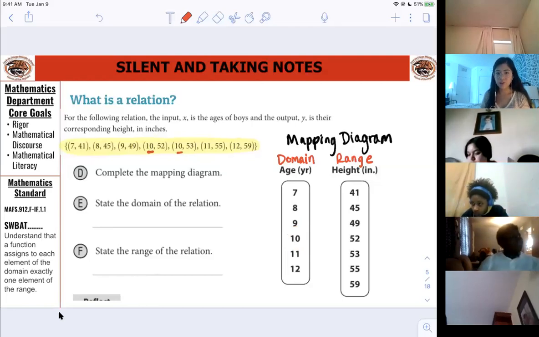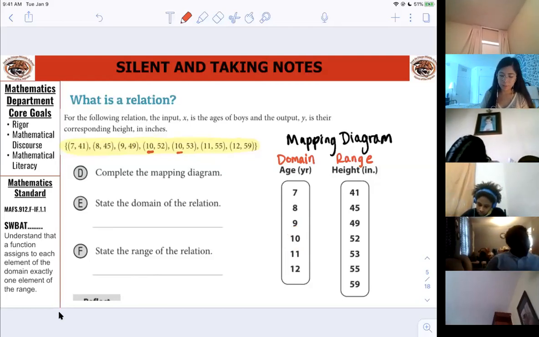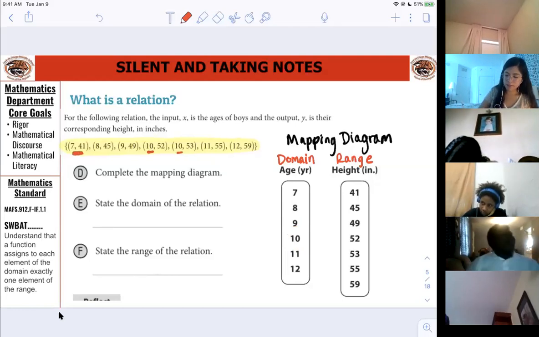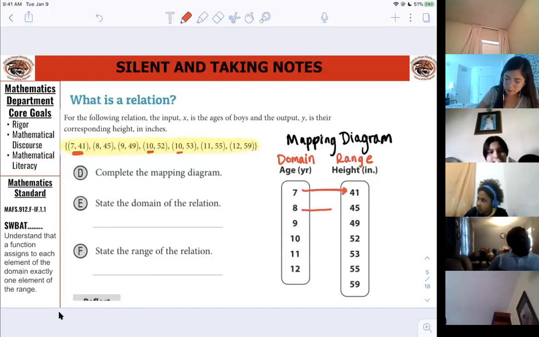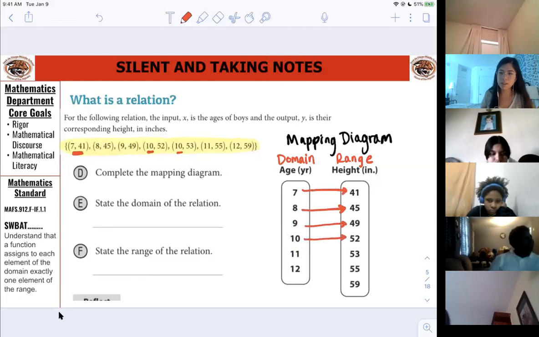You're going to draw an arrow from the number in the domain to its corresponding number in the range. So my 7, for example, corresponds with the 41. I'm going to draw an arrow going from the 7 to the 41, and I'm going to do that for each number. So then I have 8 goes to 45, 9 goes to 49, 10 goes to 52, but then what happens?